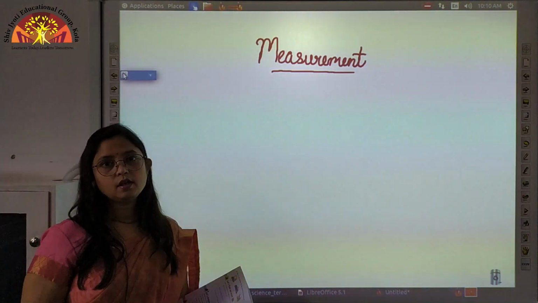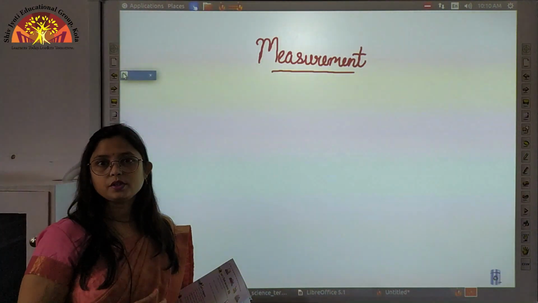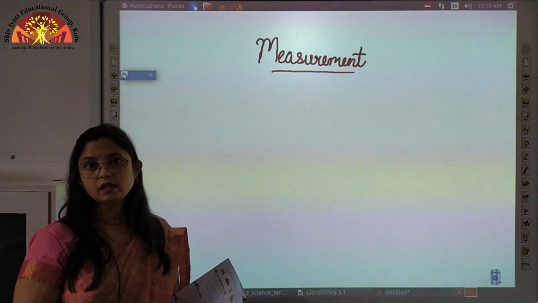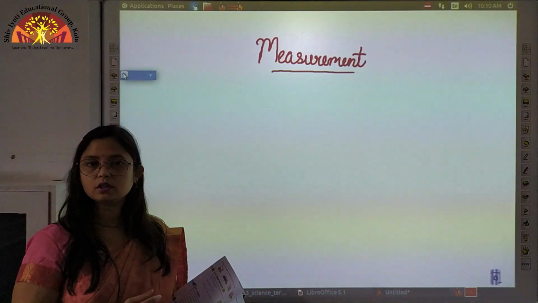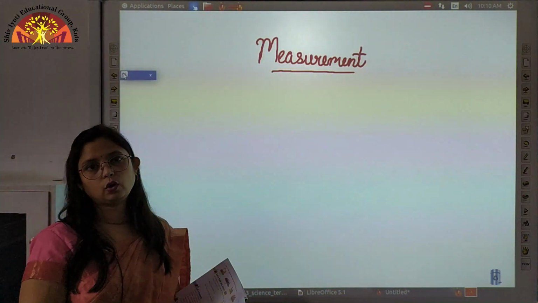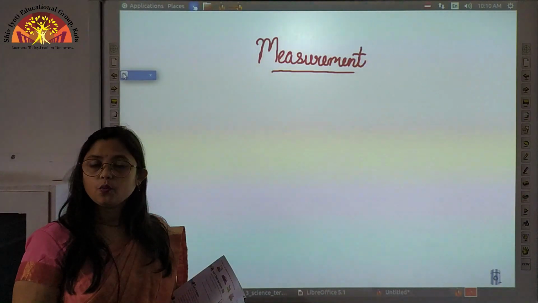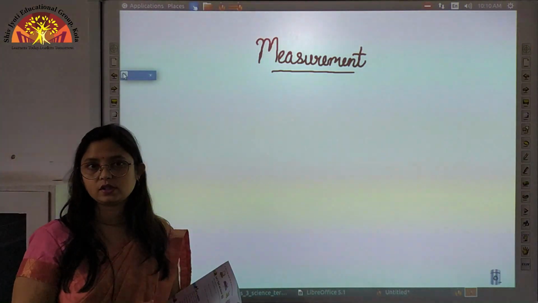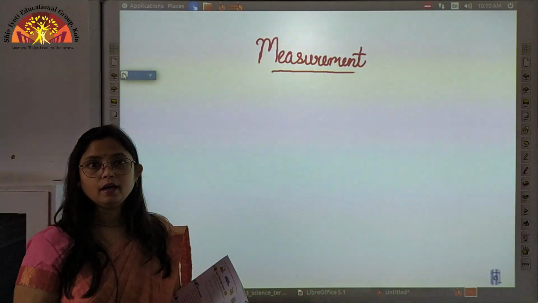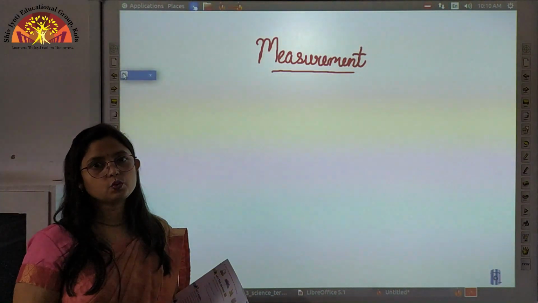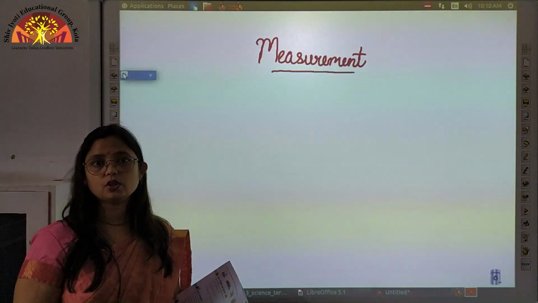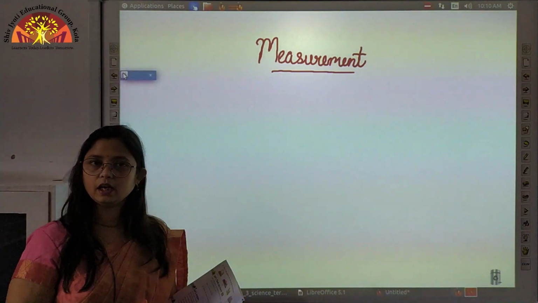So, students, now let us know what measurement is. When we go to buy cloth for getting our uniform stitched, then what does the shopkeeper do? He measures the length of the cloth which he gives you. When we go to buy fruits and vegetables, then what does the fruit seller do? He weighs the fruits and vegetables which we need to purchase from him. So, we need to measure different things in our everyday life.